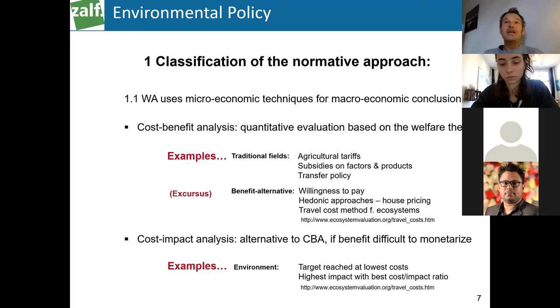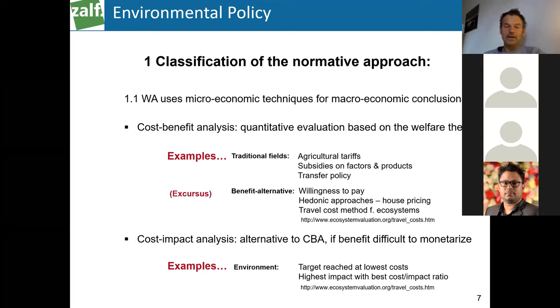This is because of deviating from the rational principle. We do not behave rationally all the time. And this is one attempt. And the second, and this is the best alternative to cost benefit analysis, is a cost impact analysis. And say, I only look at the target, how to reach the target I'd like to have at the lowest cost or the highest impact with the same or the best cost impact ratio. We will also have an example on this in terms of agriculture modeling. I will show you today or also in the following week.